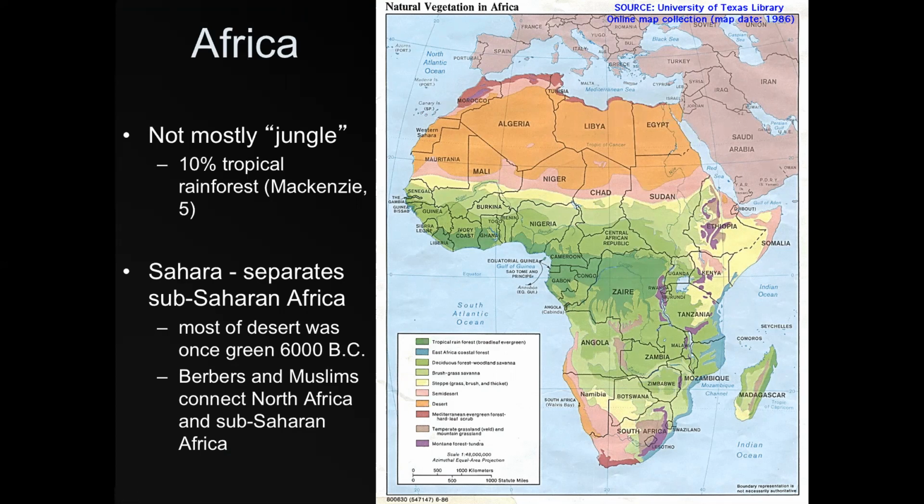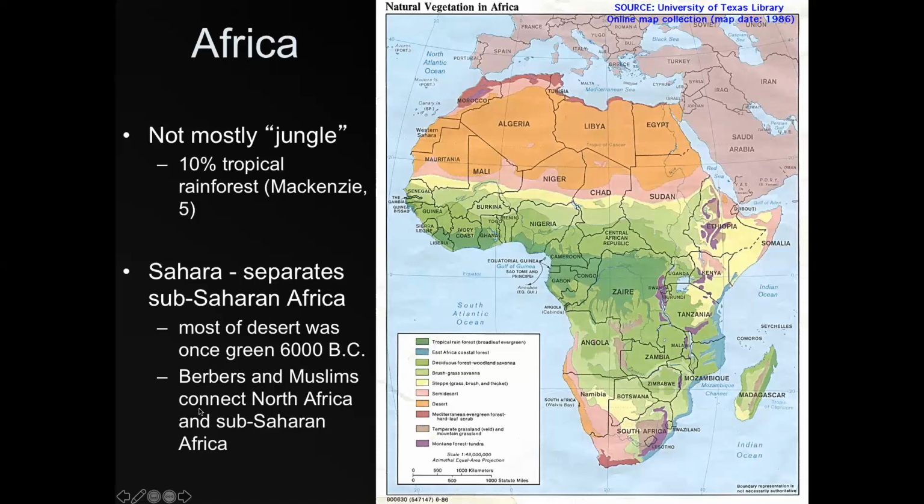So most of the desert was once green until about 6,000 BCE. And some of the earliest works we're going to look at are going to be in what is now a serious desert, like complete wilderness where no one could possibly live, but we're going to see paintings and other works of art inside of those areas.